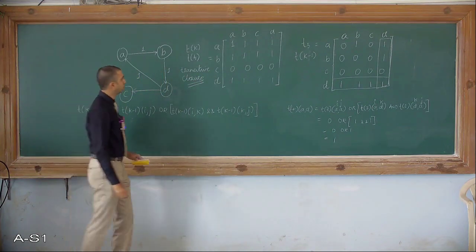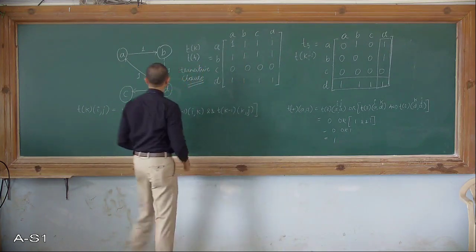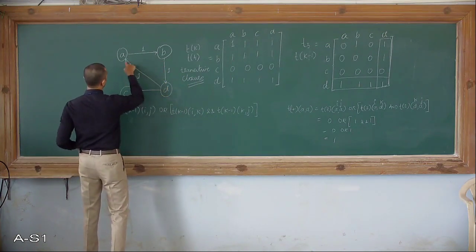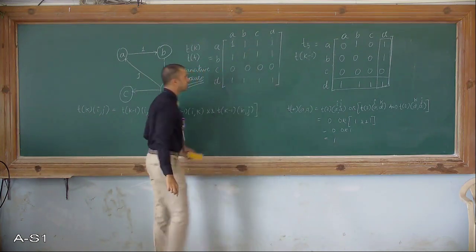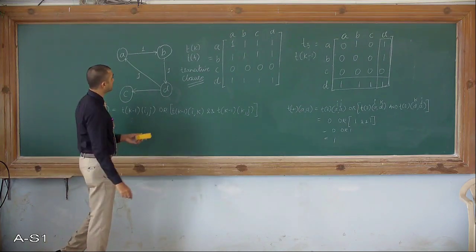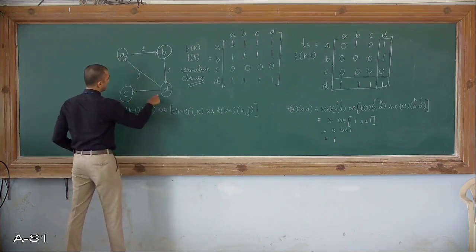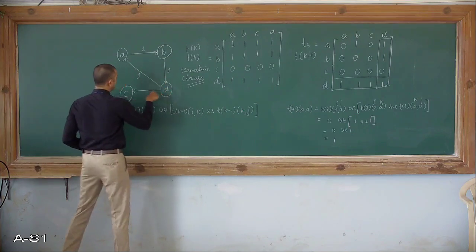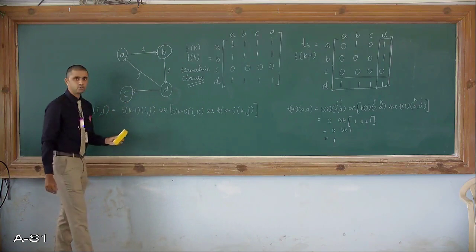Let's see. B to B. Can I reach from B to B? Yes. From B I can go to D, D to A, and again A to B. B to C, can I go? If you remember the adjacency matrix, B to C was 0, but now it has got converted to 1. So B to C using an intermediate vertex D, I can go from B to D and D to C. So I can say that there is a path that exists between B to C.